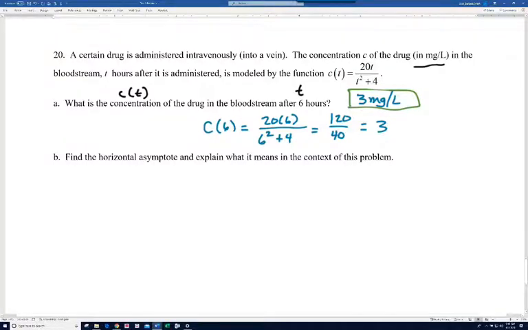It says find the horizontal asymptote and explain what it means in the context of this problem. Well, this one's bottom heavy. The degree in the denominator is bigger, and so y equals 0 is going to be your horizontal asymptote. So what does that mean? So go ahead and read the problem again and see if you can answer that question, and then I'll put up the answer here.